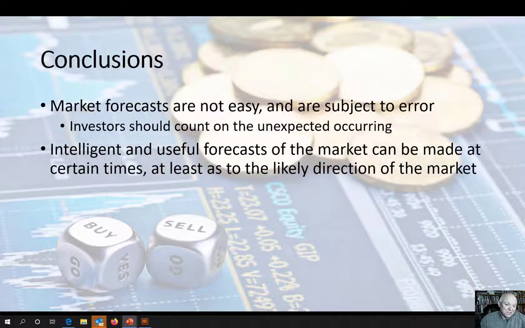So in conclusion, we'd say that using macroeconomic factors to be able to predict what's going to happen to the market is not going to be a perfectly simple and applicable tool. Our tools are all going to be subject to error. We need to be able to count on major events upsetting our predictions. Intelligent and useful forecasts of the market can be made at times, but those predictors are most likely going to tell us about the direction of the market and not about timing.